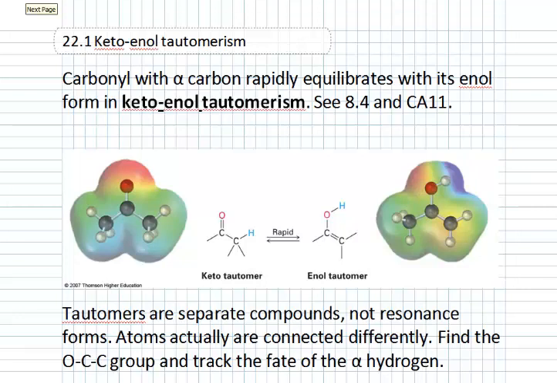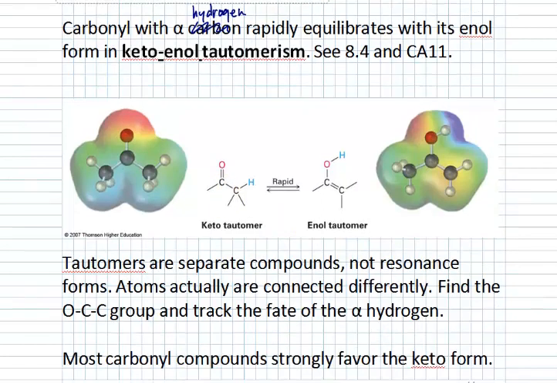In order to do this, we have to deal with keto-enol tautomerism. We dealt with this in the first semester, but let's look at it in detail right now. Remember, if I have any carbonyl compound, and I really need to say a carbonyl with an alpha hydrogen, that's a little more accurate, it will equilibrate between the keto form and the enol form. So you can look back to section 8.4, you can look in Chem Activity 11 in our POGO book to talk more about this.